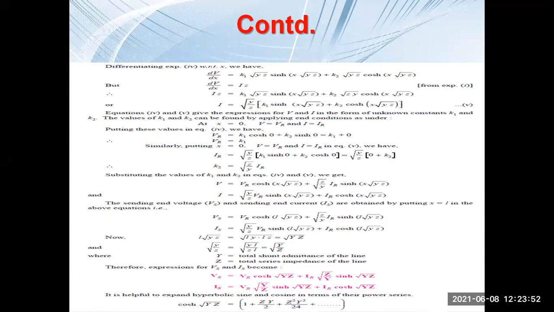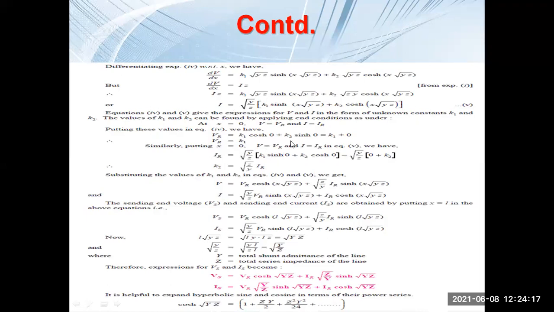Similarly, for the sending end, let us say if we put x equal to 0, v equal to VR and I equal to IR. So now we will substitute here. I equal to IR means this equation: I equal to IR, square root of yz into k1 sine hyperbolic 0 plus k2 into cos hyperbolic 0.